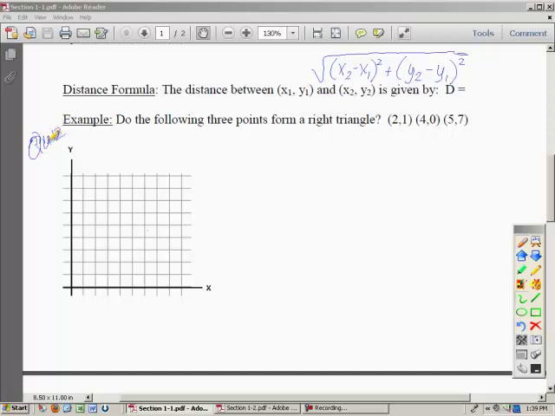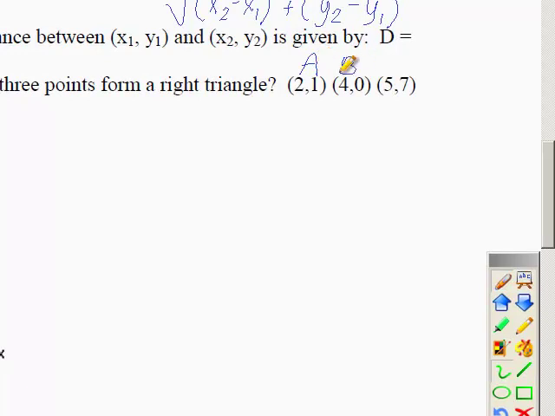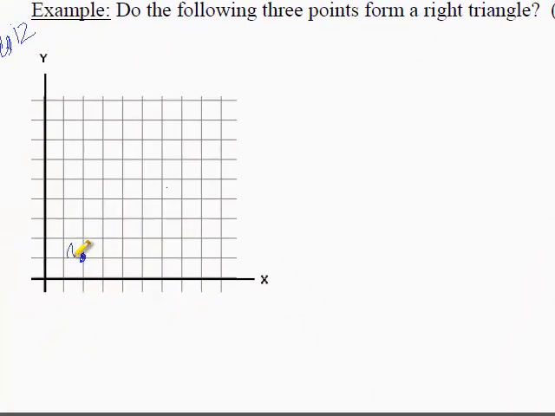Keep this in mind, we are going to ask you things about the distance formula. Now I'm going to label my 3 points. I'm going to call this A, I'm going to call this B, and I'm going to call this C, so that I get back into geometry notation. A is the point 2, 1. So I'm going to label that A. B is the point 4, 0. And C is the point 5, 7.